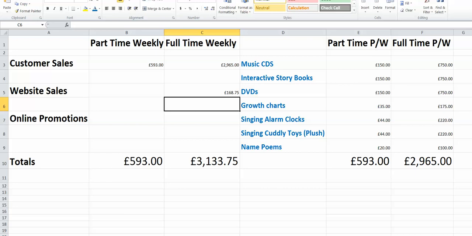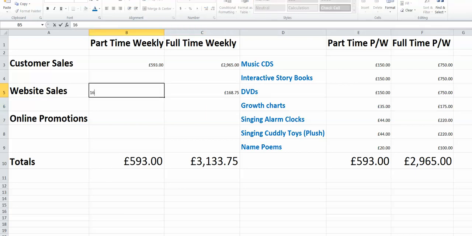So let's put that figure in there. Now, that's exactly the same whether you're full-time or part-time, unless you spend an awful lot of time getting your site right up to page 1, which you can do with some work. And of course, that figure is going to go up. So we'll keep it the same for both of those figures.